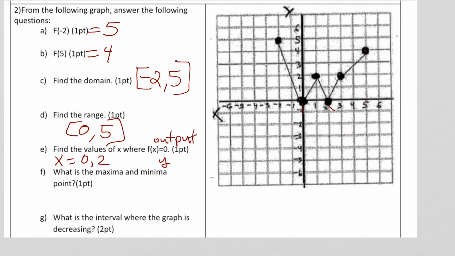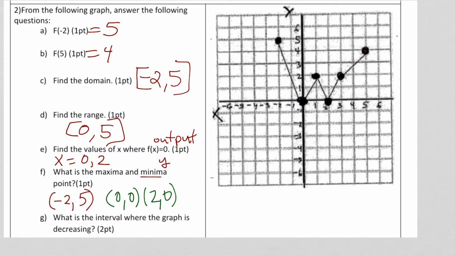All right, let's look at the next part. What is the maxima and minima point? My maxima is the highest that I could see here, which happens to be this one up here, so that's at -2, 5. My minima point, I got 2 of them, two lowest ones here, so I have to write both 0, 0, and 2, 0.